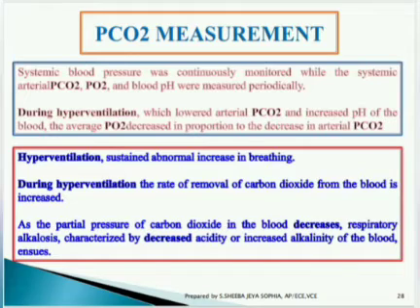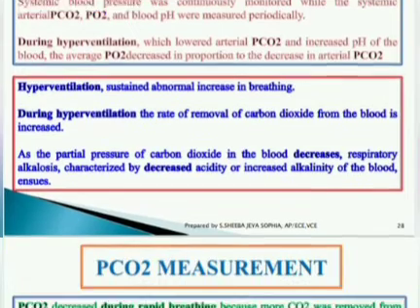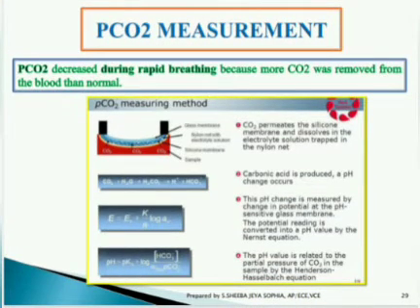So, hyperventilation leads to an abnormal increase in breathing, and during this process, the rate of removal of carbon dioxide from the blood increases. As the partial pressure of carbon dioxide inside the blood decreases, respiratory alkalosis, characterized by decreased acidity or increased alkalinity of the blood, ensues. Here you can see the PCO2 measurement technique. PCO2 is decreased during rapid breathing, as I have said earlier. And so, proper measurement of this PCO2, that is CO2, is needed.